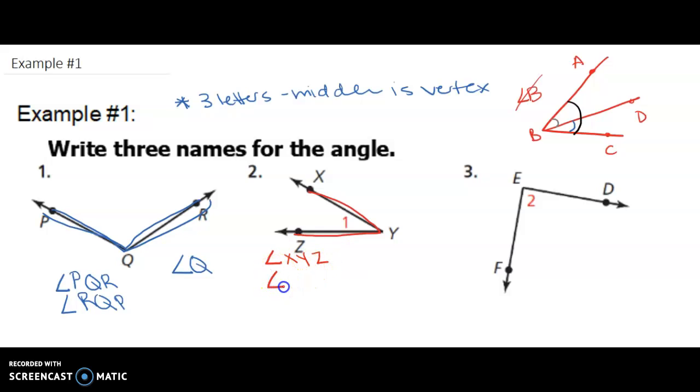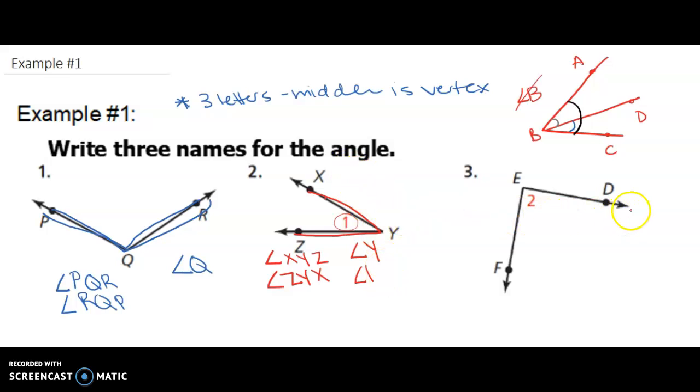We can name it angle ZYX. We can name it angle Y. Last but not least, sometimes if an angle is used over and over and over again, the author puts a number on the inside of it. And that number represents the angle's name. We can do angle 1.